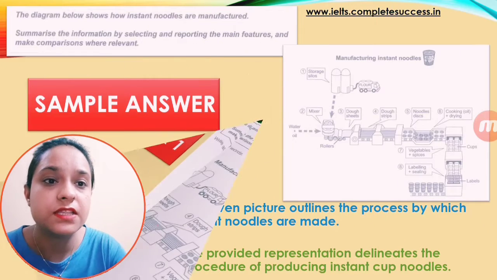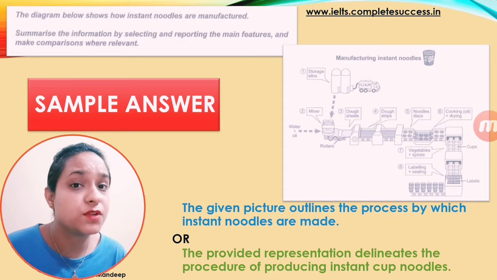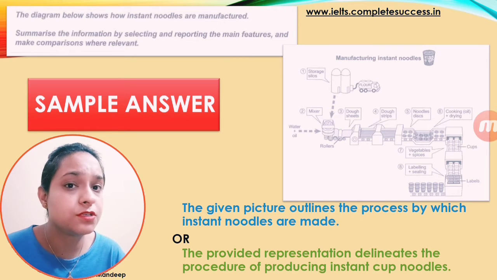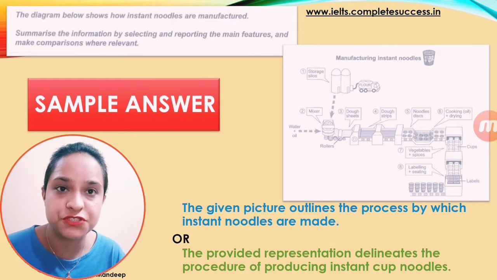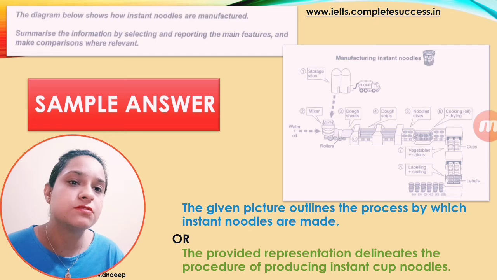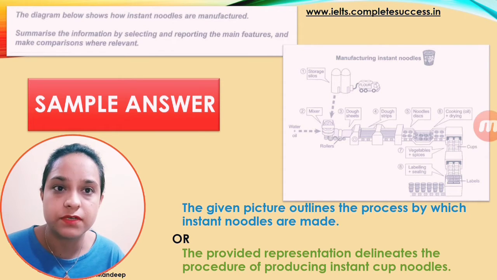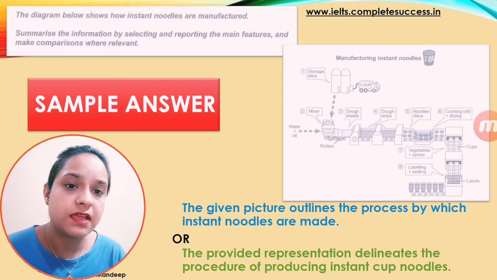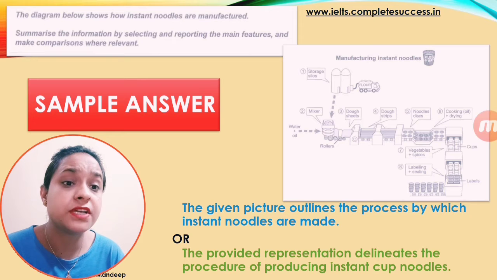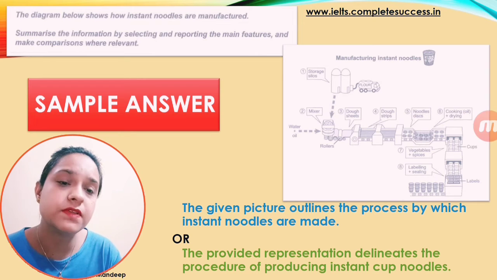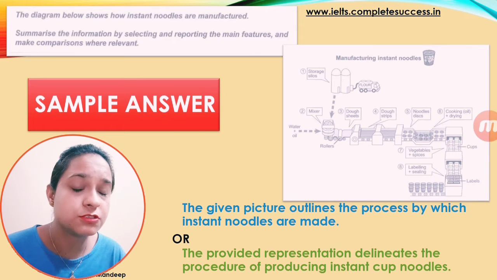So firstly the introduction. Like, the diagram below shows how instant noodles are manufactured. So it is better we shouldn't use the word diagram again. We can use the word picture, representation or illustration. And instead of shows, we can use any other word like displays, outlines, explains, illustrates, any word. So here I've given 2 introductions. Like, the given picture outlines how instant noodles are manufactured.